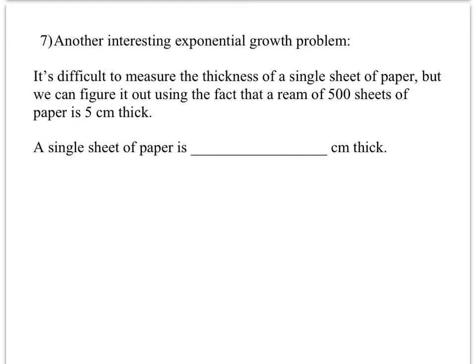Here's another interesting exponential growth problem. It's generally difficult to measure the thickness of a single sheet of paper because it's so small, but you can figure it out using the fact that a ream of 500 sheets is 5 centimeters thick. So I'm going to do 5 centimeters divided by 500 sheets of paper, and I get 0.01. 5 centimeters divided by 500 sheets is 0.01 centimeters per one piece of paper. So I get 0.01 centimeters for one sheet of paper.